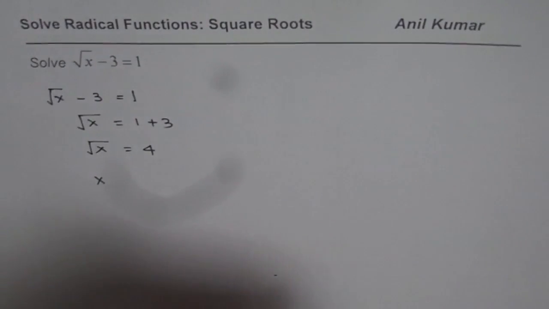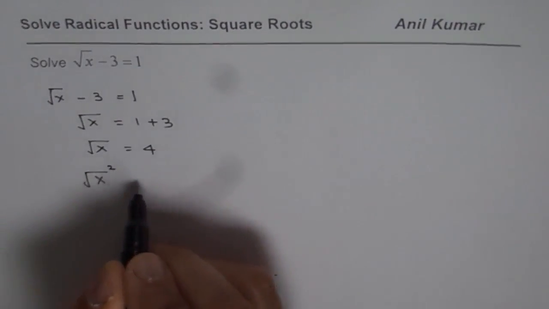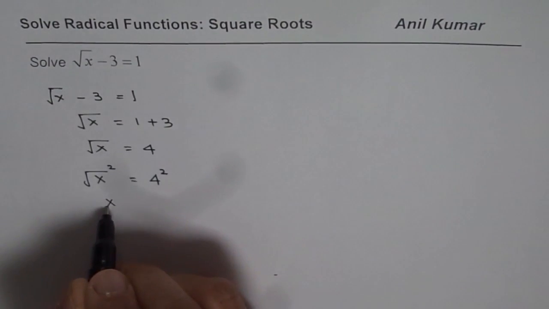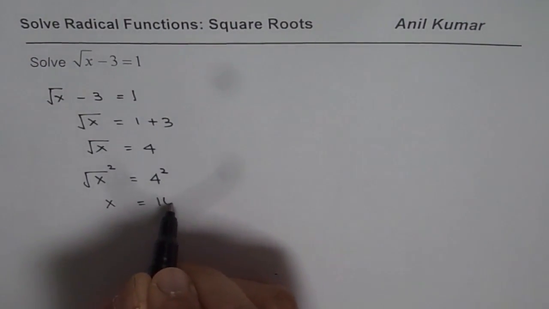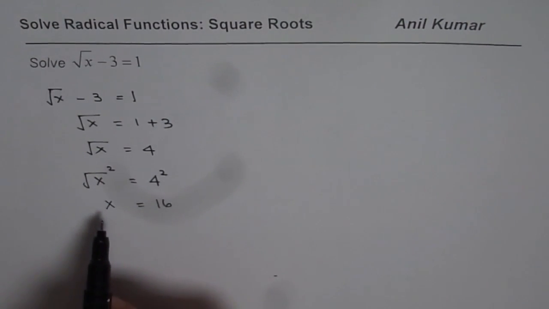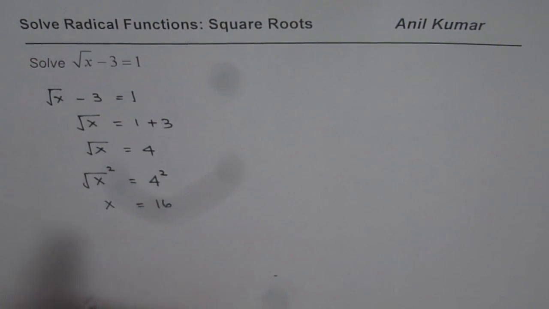To find the value of x, we can square both sides. So when you square both sides, you get square root of x squared equals 4 squared. So that is x, right? And here it is 16. Now what you get here is x equals 16.